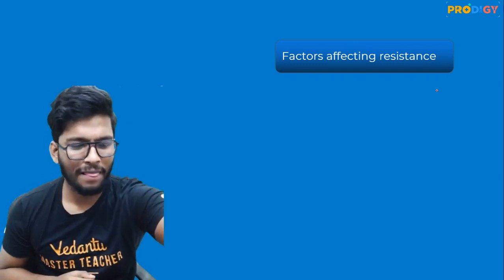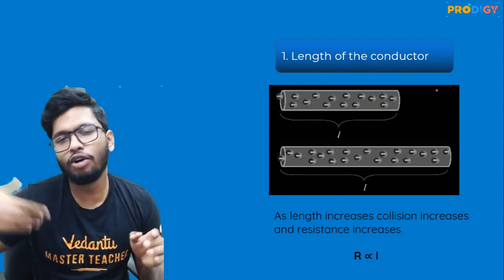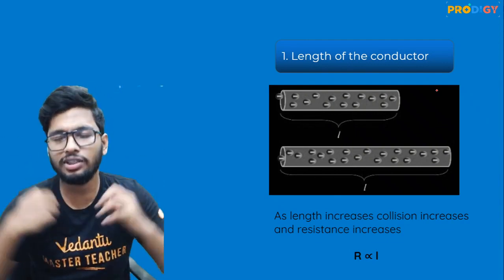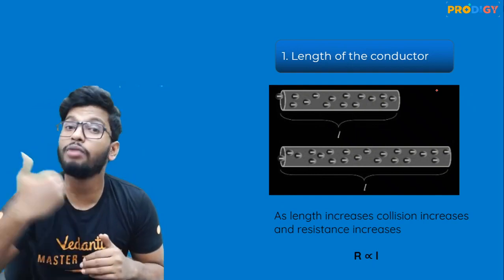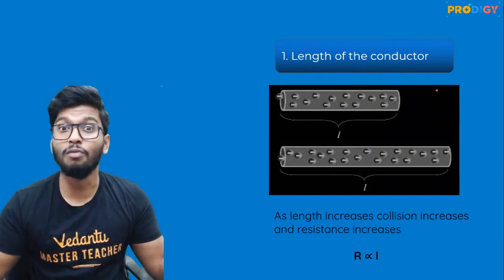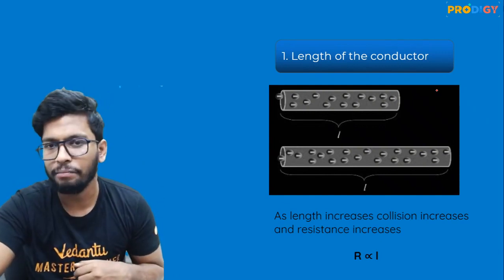I'm back. All right, factors affecting resistance. What are the factors affecting resistance? See guys, there are several things that resistance depends on. First one is the length. The more the length, the more will be the number of collisions, because there'll be more atoms on its way, there'll be more ions on its path. The electrons would have to undergo a lot more of these collisions. So the more the length, the more is the resistance. That's the first factor. R is directly proportional to L.